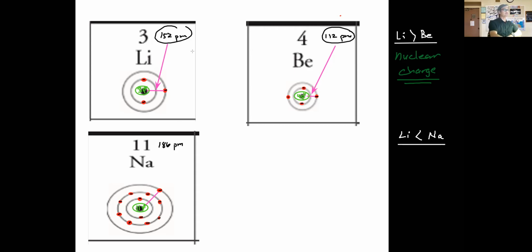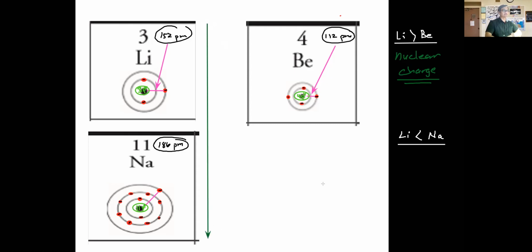However, with the group trend, let's consider what's happening here. The group trend is a little bit more involved. Let's take a look at what the rationale is for the increase in size as you go down a group. Because as you go down a group, why does the size increase?